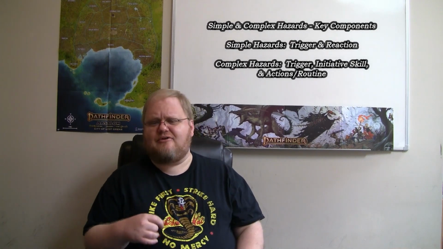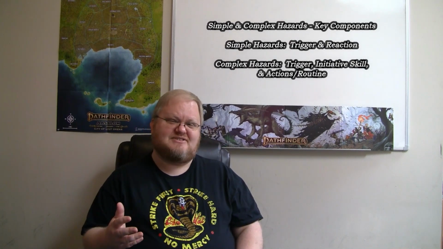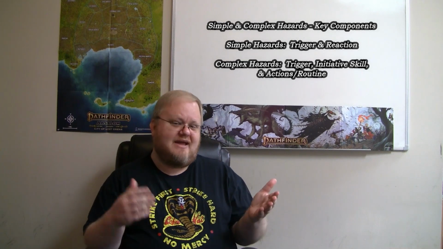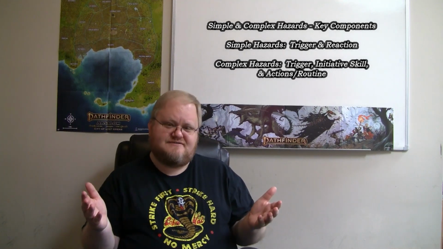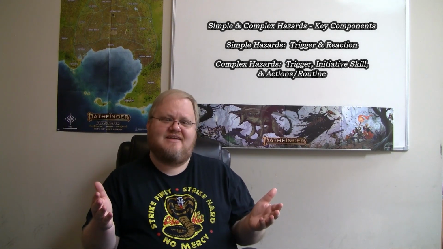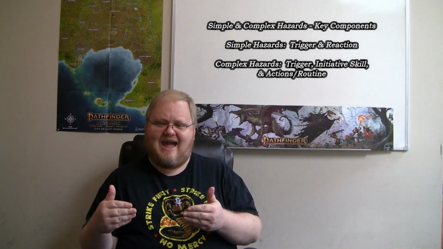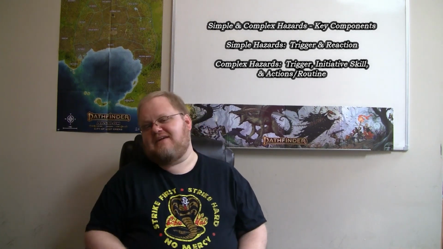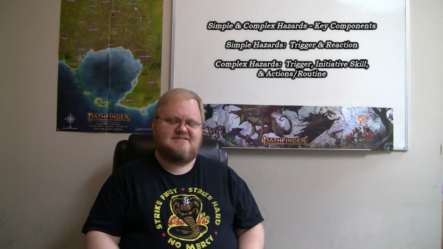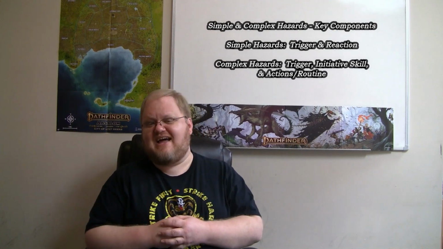Instead, the core mechanical necessities for a simple hazard is simply a trigger and a reaction, while a complex hazard will typically have a trigger, an initiative skill of some kind, and then a series of actions or reactions that it performs in a routine inside of the initiative count. Those are the things that distinguish simple versus complex hazards.